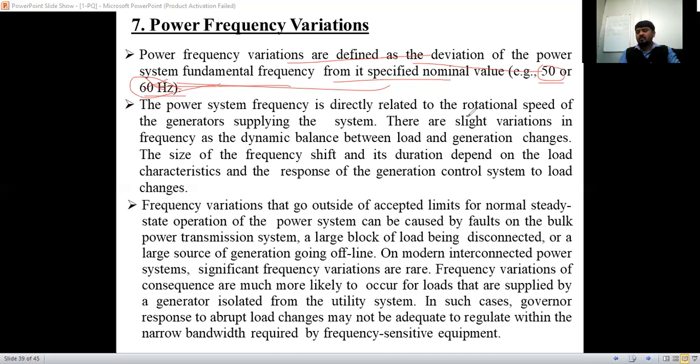So all of you have heard of the power grid? Have you heard the name of power grid? Is my voice audible or not? Hello, have you heard the name of power grid?